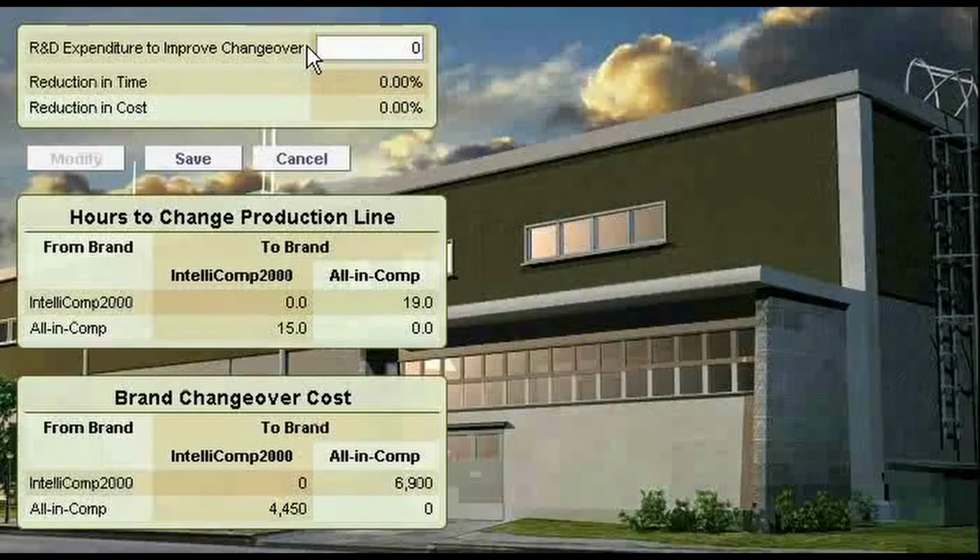The greater the variety of your brands, the greater the cost and time to make production line changeovers. You will be able to invest in R&D to improve changeover equipment, materials, or procedures.